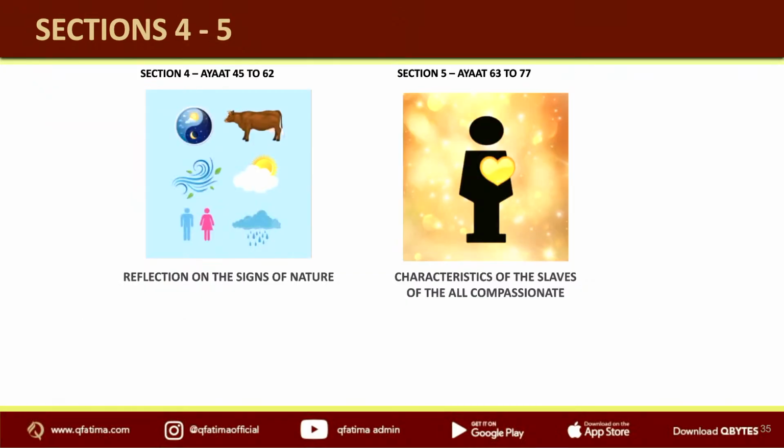Then it says, you know what, you need to reflect on nature and see who really is Allah. And finally, what we're going to look at more in detail is section 5, which is a tick list. Do I follow all these things? Are you good with that?